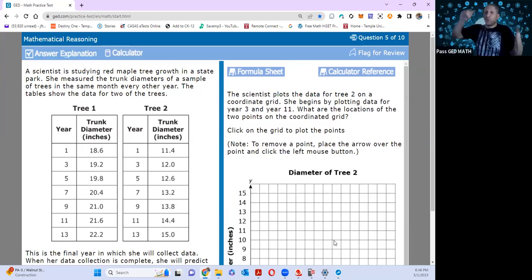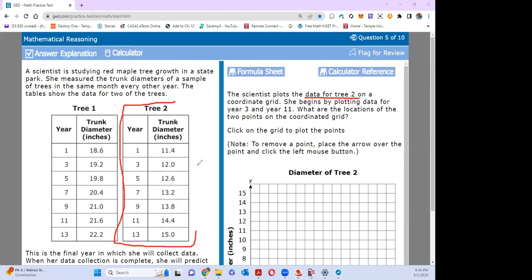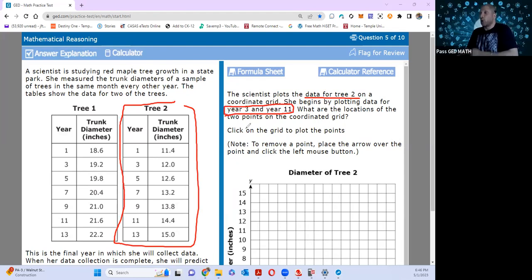What I want you to do is read the question first. The scientist plots the data for tree 2 on a coordinate grid. She begins by plotting data for year 3 and year 11. What are the locations of the 2 points on the coordinate grid? First of all, data for tree 2, that means I'm looking here. For year 3 and 11, identify those givens. What are the locations on the grid?